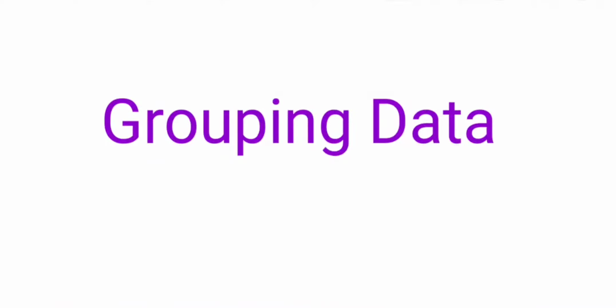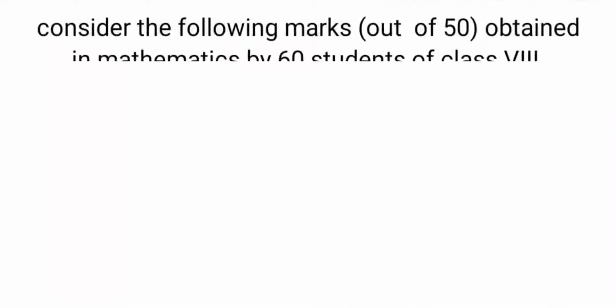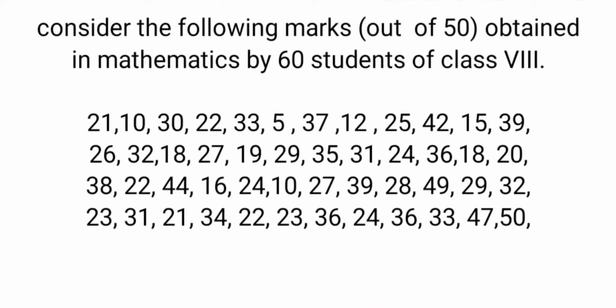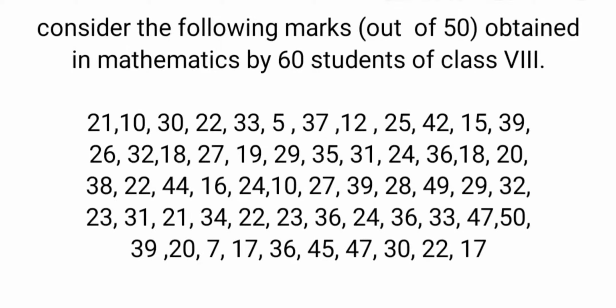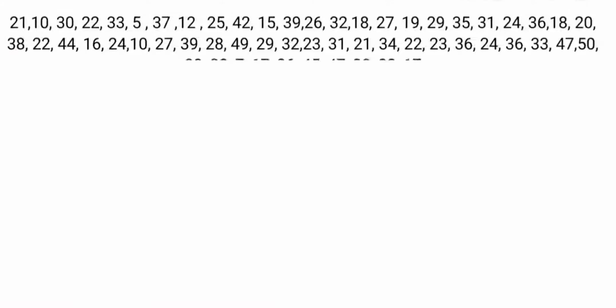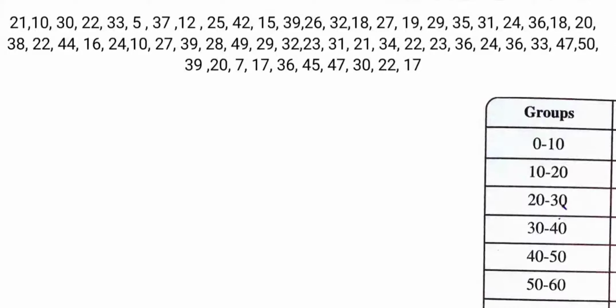Next is grouping data. Consider the following marks out of 50 obtained in mathematics by 60 students of class 8. These are the marks of 60 students out of 50: 21, 10, 30, 22 and so on. We have to group this data in a frequency distribution table. These are the raw data.